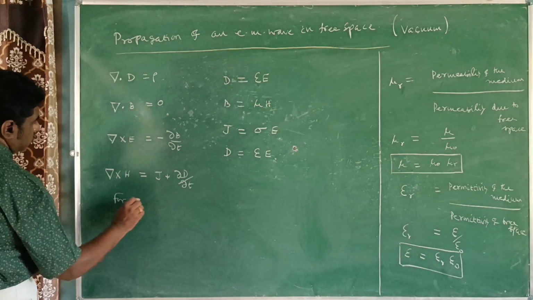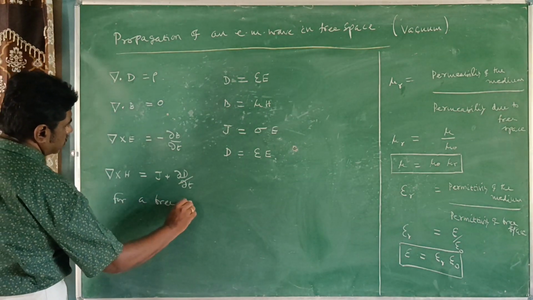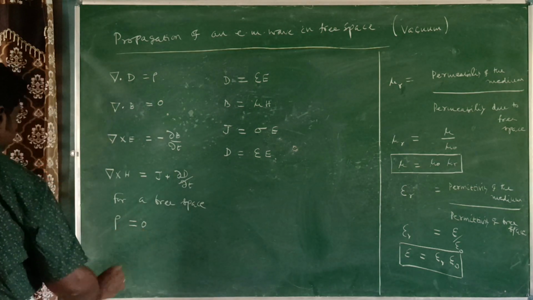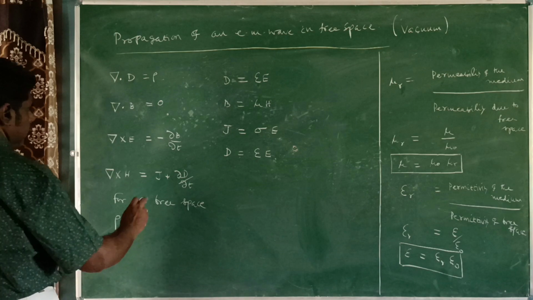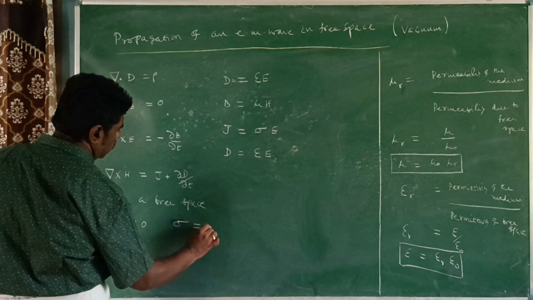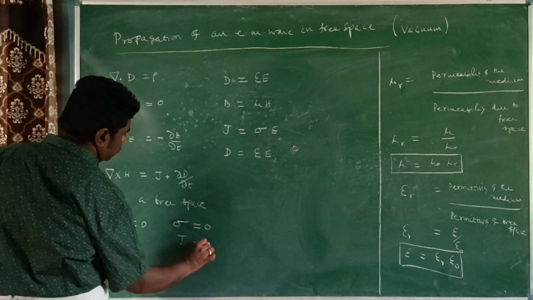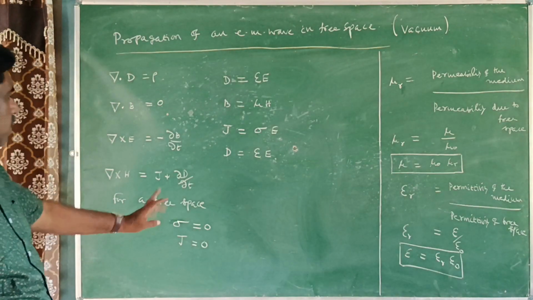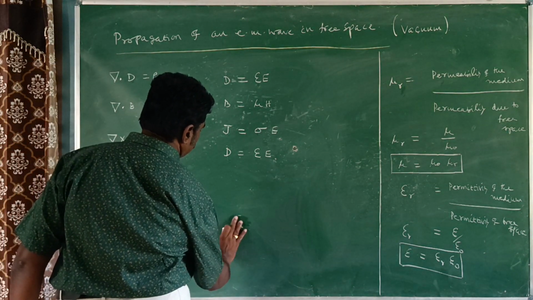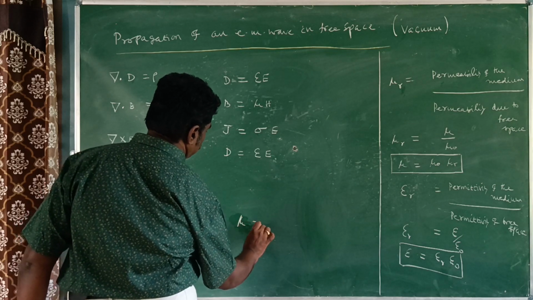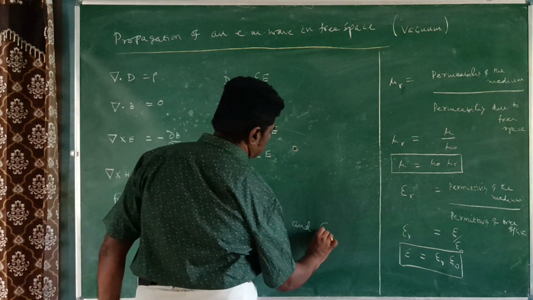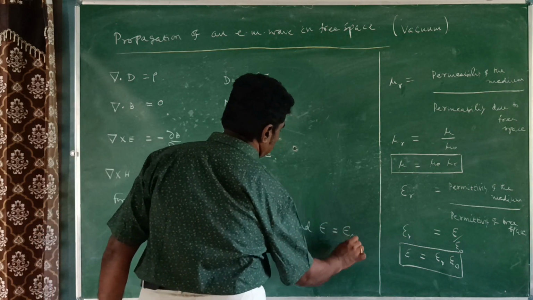For free space, rho equal to 0. Charge density is 0. Then current density J is also 0 because the conductivity sigma is 0. Then mu is equal to mu naught and epsilon is equal to epsilon naught.